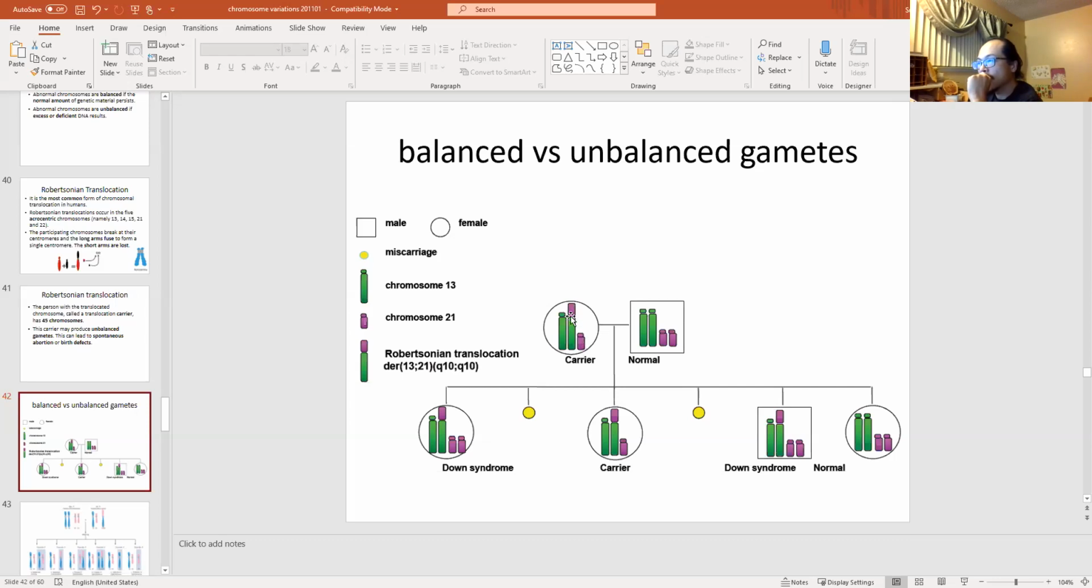So this one, the long arm, two long arms are attached, and this one is a translocation between 13 and 21. So that is that one, 13 and the 21. All right, so that's right here. And this one is the deletion, 13 deleted.